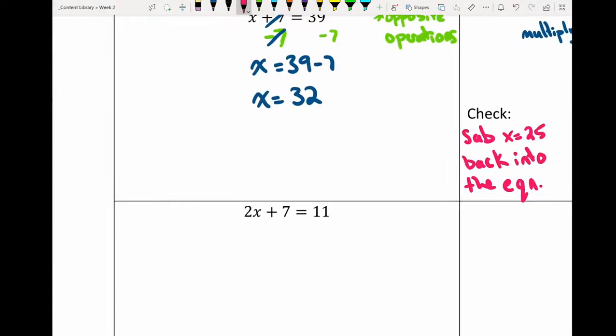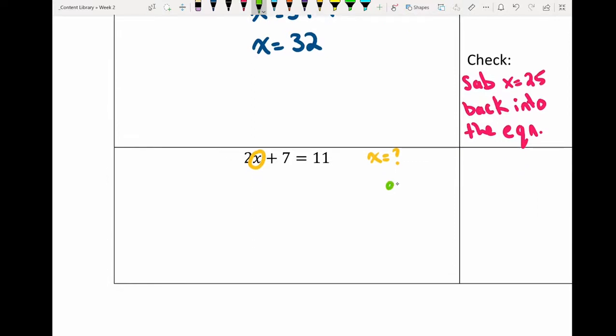My next example, here I have 2x plus 7 equals 11. So I need to, again, solve for my x value. I need to figure out what this x value equals. But now there are multiple things here. Again, I'm solving. I want to know what x equals, but there are multiple things here. So how do I know what to start with first? And again, this is where opposite operations come into play. So it comes into play in multiple situations.